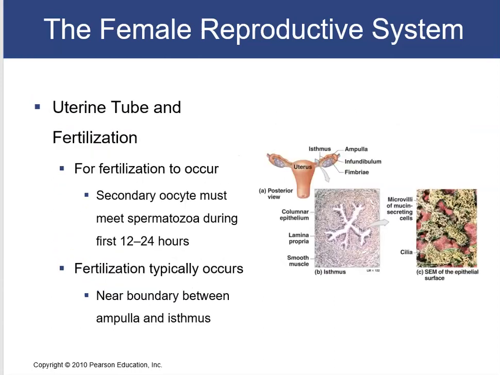For fertilization to occur, the secondary oocyte must meet the spermatozoa during the first 12 to 24 hours after ovulation. Since this journey down the uterine tubes takes between 3 and 4 days, fertilization typically occurs near the boundary between the ampulla and the isthmus. So the egg fertilization occurs in the uterine tubes, and then it takes almost a week from that time to implantation. And again, this is all things that we'll talk about in our last chapter.